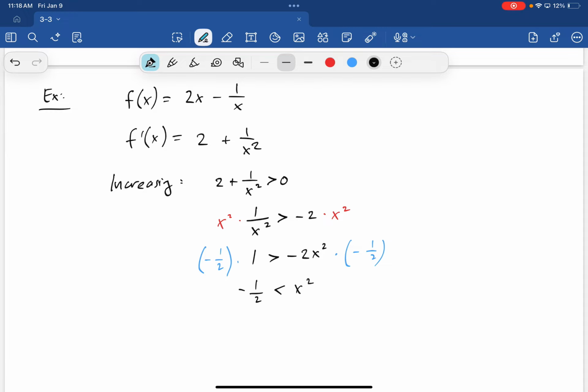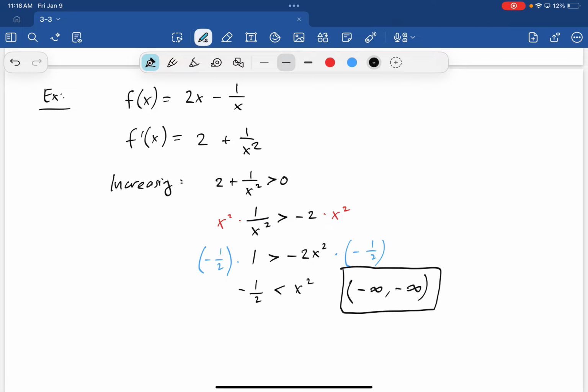Okay, well, x squared is always a positive number, right? Because any square is always positive or non-negative. And so that tells me that this function is always increasing. So it's increasing on the range of all real numbers. All right, any questions? It's a little tricky.